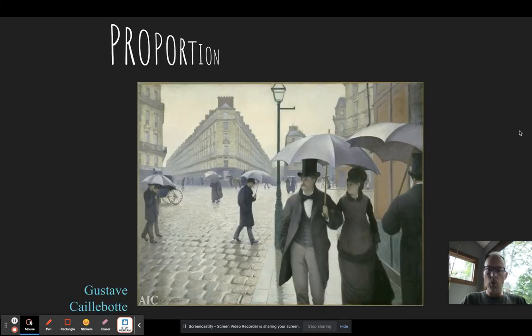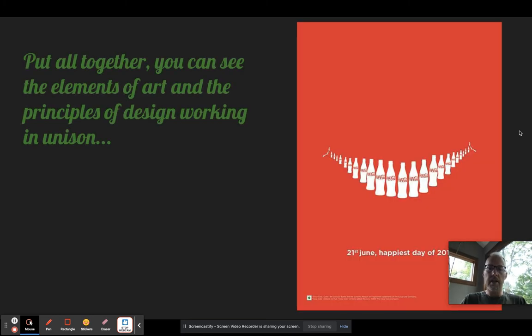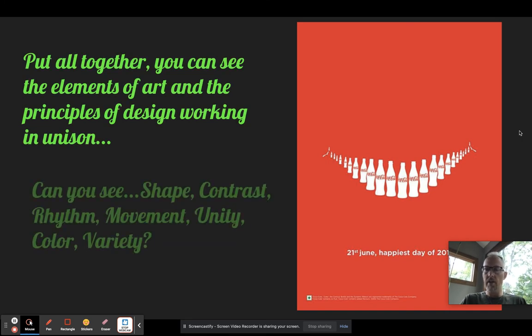Lastly, we have proportion. Proportion deals with scale, how big something is compared to something else, such as in our Coca-Cola ad here. We can see that we have proportion working to make a smile with these Coca-Cola bottles.